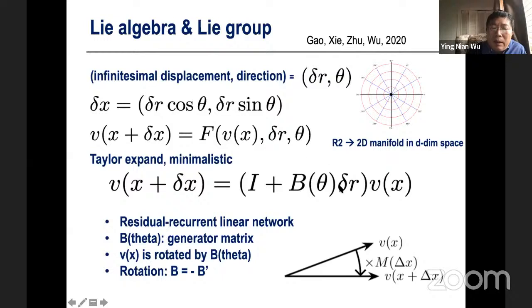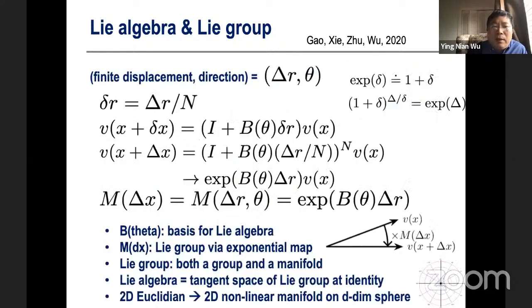And we call this B of theta a generator matrix. And we say that V of X is rotated by this generator matrix B of theta. And in order for this to be a rotation, you only need to assume that B is skew symmetric. That is, B is the negative of B transpose. So you only need to learn the lower triangle of the matrix, and the upper triangle is just the negative of the lower triangle. So it is very easy to enforce orthogonality of this M. Okay, and then we have this model.